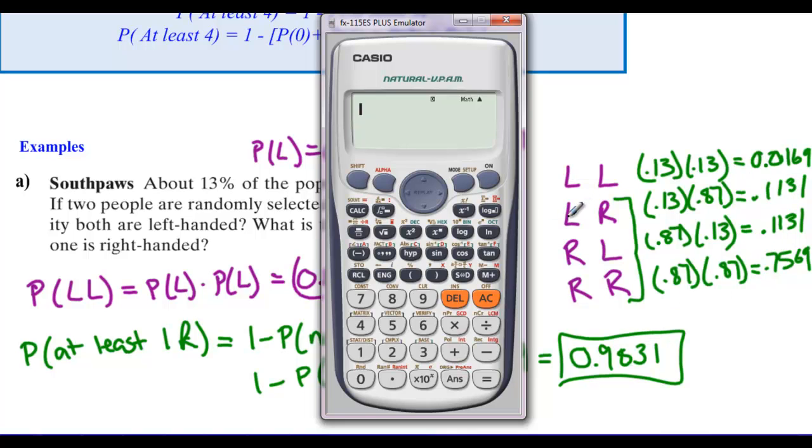So the probability of getting a left-handed and then a right-handed person, so about 0.1131. The probability of getting a right-handed person and then a left-handed person is going to be the same. So that, again, plus the 0.1131. And the probability of getting two right-handed people is going to be that 0.7569, which is going to bring us to 0.9831, which again is exactly what we got by doing 1 minus two left-handed people.